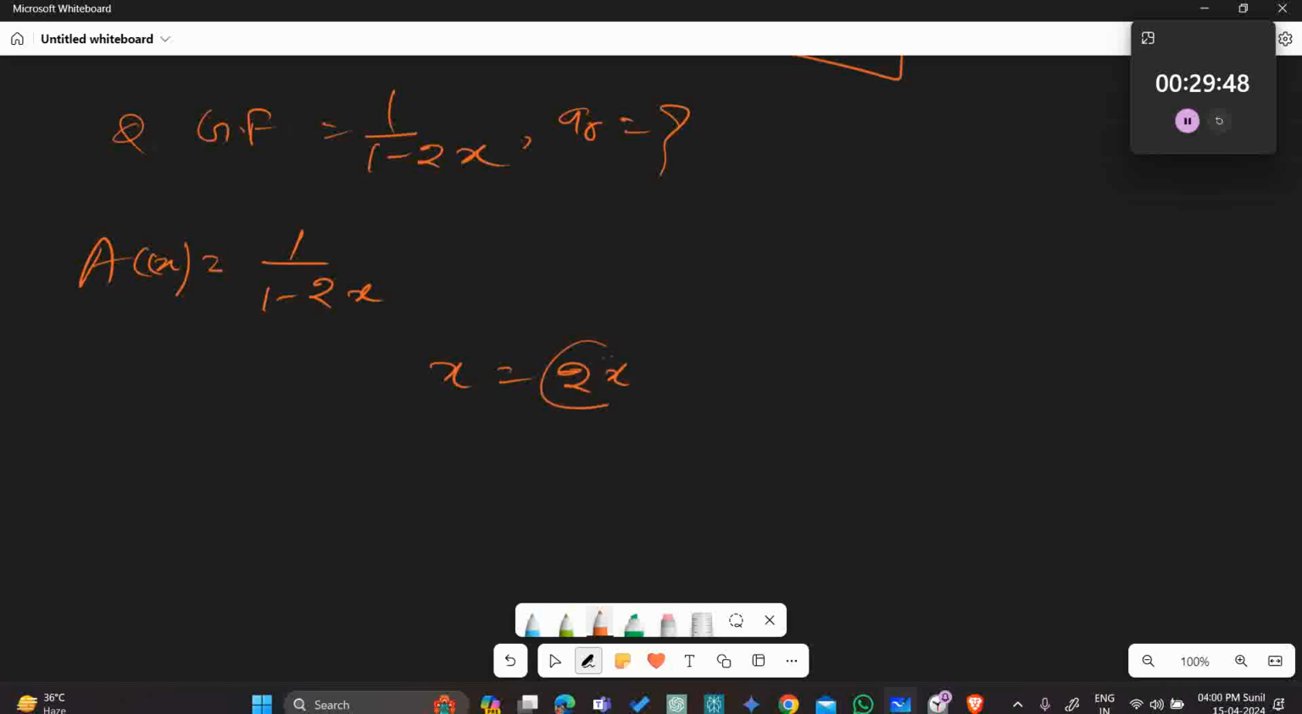Question next: if the generating function is 1 upon 1 minus 2x, then what is a of r? So what we will do is take 1 upon 1 minus 2x. A(x) is this. Here x is equal to 2x. Right. So the generating function is sigma r equals 0 to infinity (2x) to the power r.